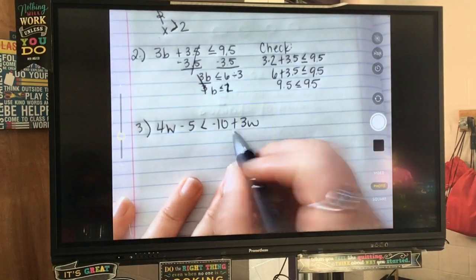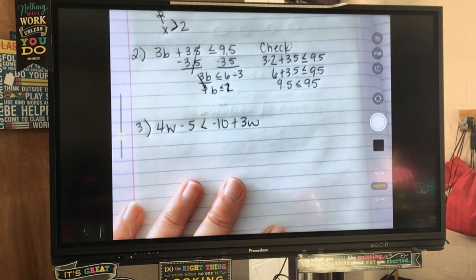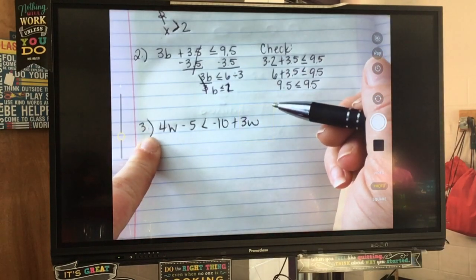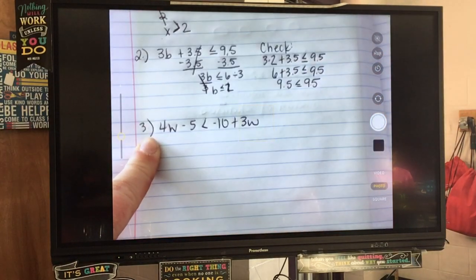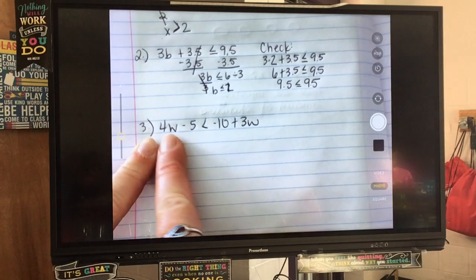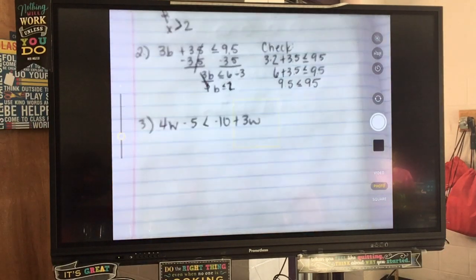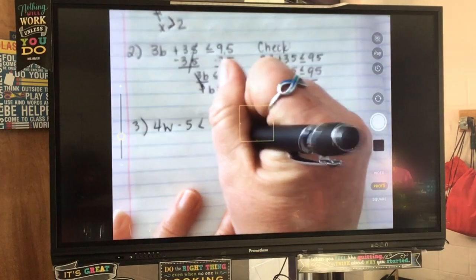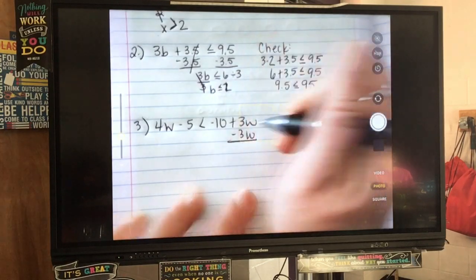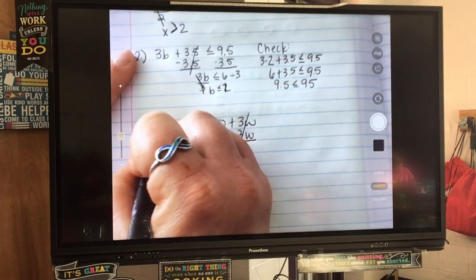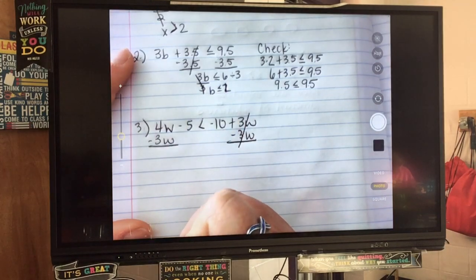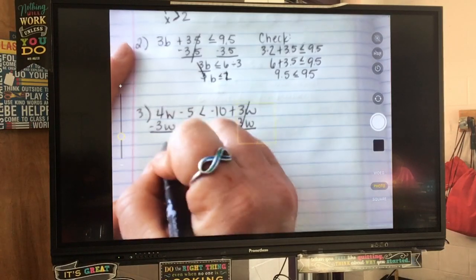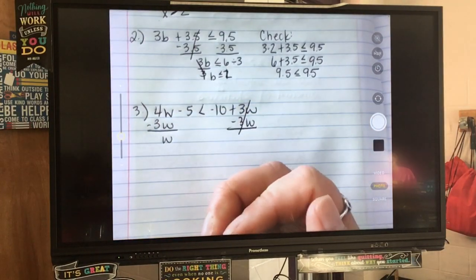We can, and this is what I would recommend, just to keep things easy, I would recommend moving your 3 to this side, because you end up not dealing with a negative number that way. Or you can move the 4 to this way, but if you do that, you're going to be subtracting and having a negative 1w. So this would be my recommendation. So I'm going to subtract 3w from here, subtract 3w from here. When I do 4 minus 3, that just leaves me with just a variable.